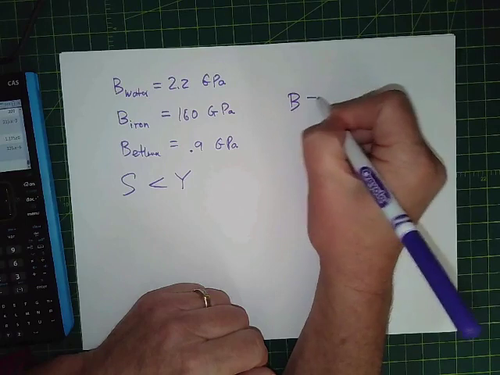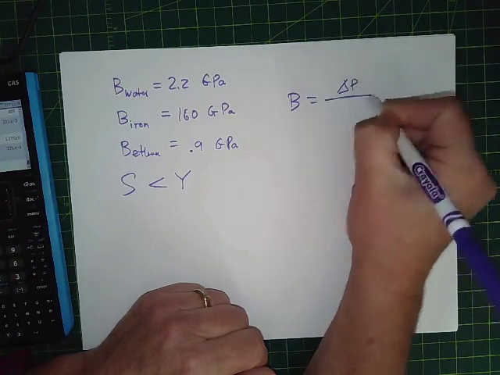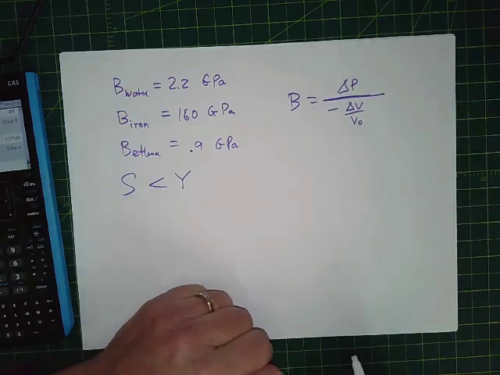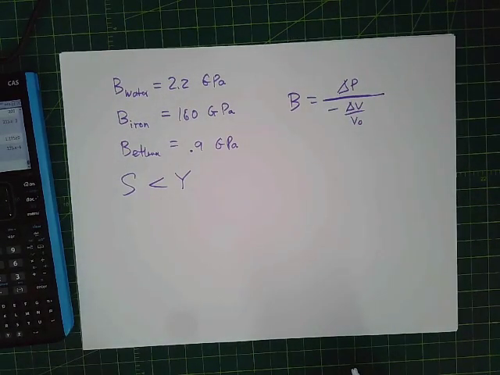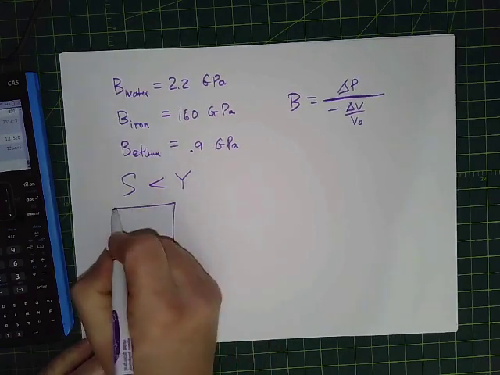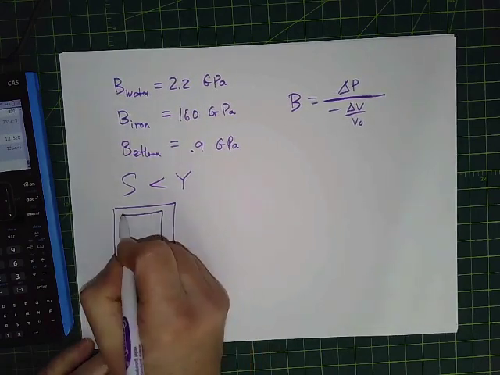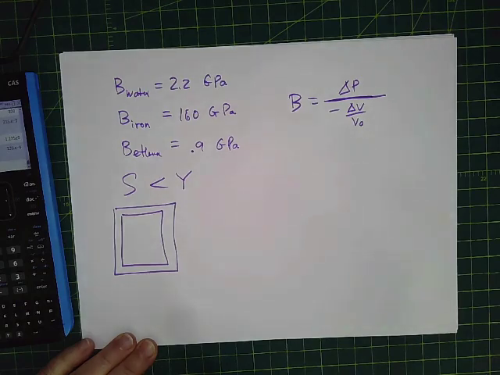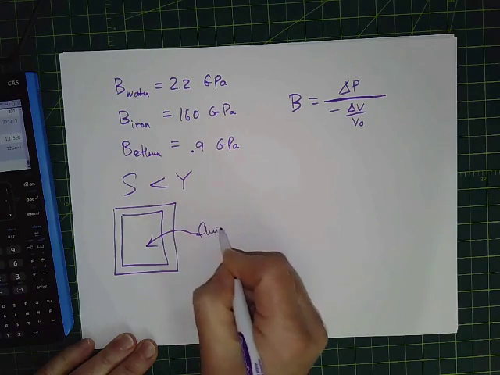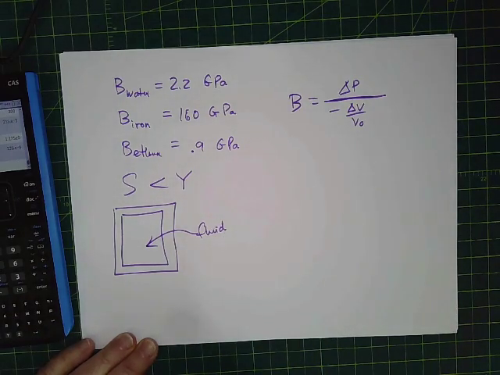So we have B was delta P over negative delta V over V naught. And let's just look at a little bit of an example. So let's see. Let's say we have a closed-in vessel of some sort, a very strong vessel that won't allow the volume of some sort of fluid, maybe think of gas or something in there, to change.